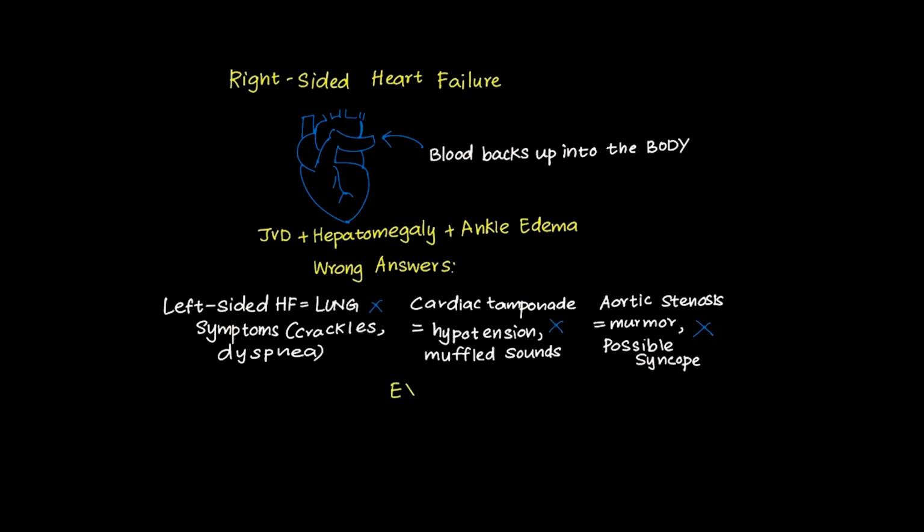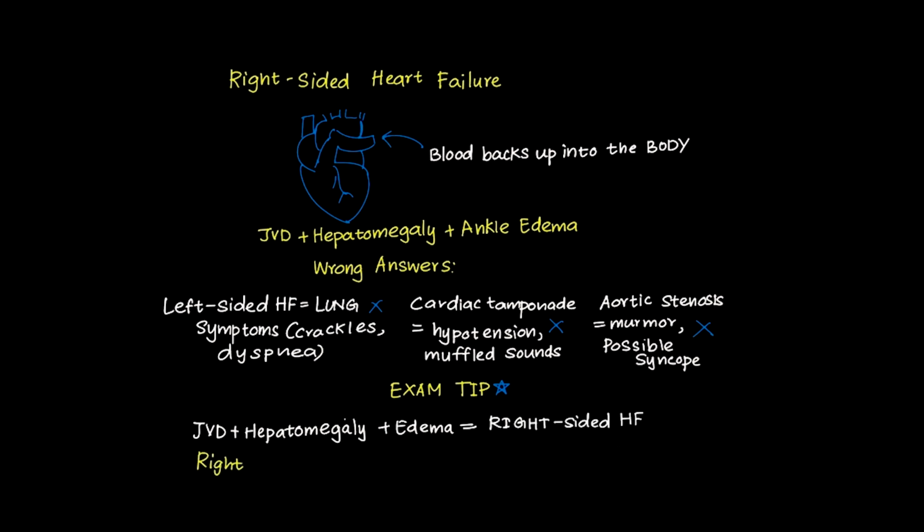Here's a WGU D443 OA exam tip for you. The triad of JVD plus hepatomegaly plus peripheral edema equals right-sided heart failure. Think, blood backs up into the body. Quick recall hook. Right side fails, blood goes right back into the body. Neck, liver, ankles.